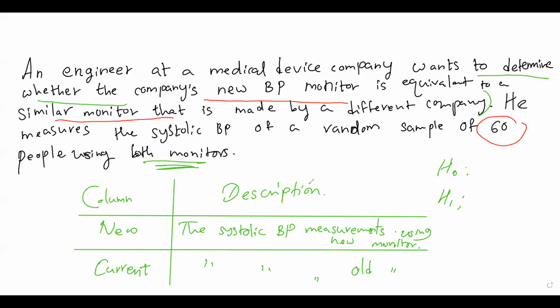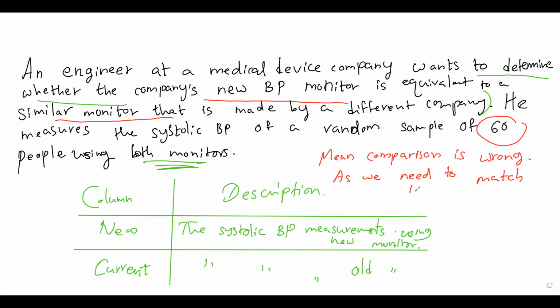So here, these are the description of this. And mean comparison is wrong because I want to match 1-to-1 rating. That is the answer for this, right? So I'll write that for you. So that we have to go for a simple linear regression. Why simple? Because we just have one predictor and one response.